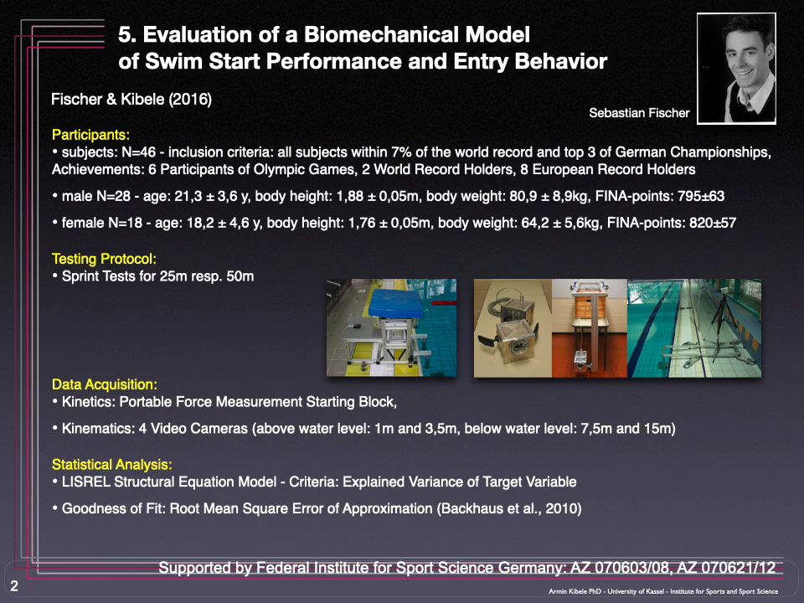In the course of his PhD project, Sebastian analyzed swim starts to 25 meters, respectively 50 meters, sprints of 46 elite female and male German swimmers. Their personal best times were within 7% of the corresponding world records at the time. They were all among the top 3 swimmers in the German swimming championships. There were 6 participants of Olympic Games, 2 world record holders, and 8 European record holders.